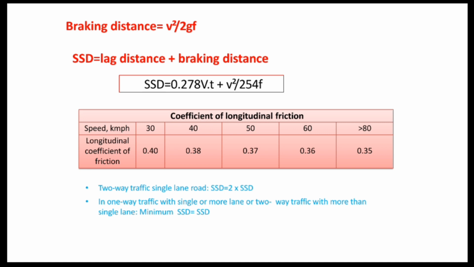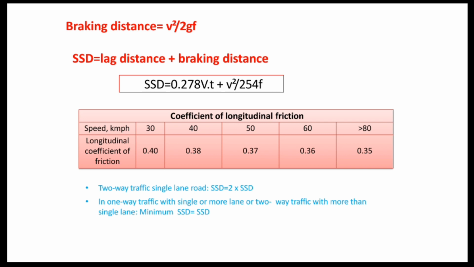taken as 9.8 meters per second square, and the stopping sight distance can be calculated as lag distance plus the braking distance, where SSD equals 0.278 v into t plus v square upon 254 f, where v, that is velocity, is in kilometers per hour.